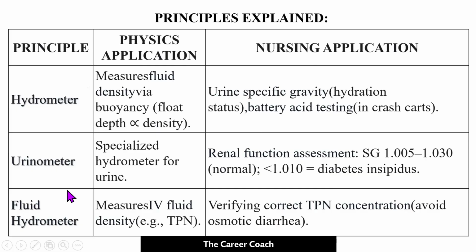Fluid hydrometer. The physics principle is that a fluid hydrometer measures IV fluid density. For example, TPN, which is total parenteral nutrition. Nursing application: verifying correct TPN concentration will avoid osmotic diarrhea.